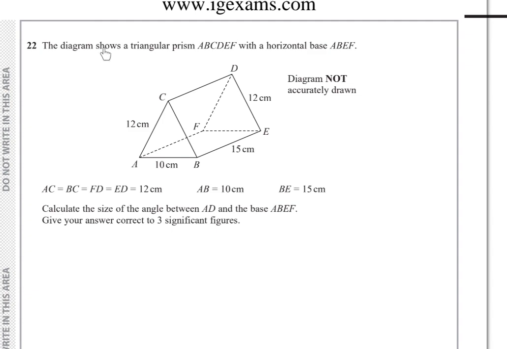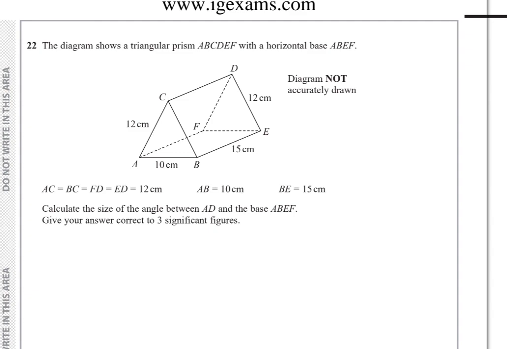22. The diagram shows a triangular prism ABCDEF with a horizontal base ABEF. AC equal BC equal FD equal ED equal 12. AB equal 10. BE is 15. Calculate the size of the angle between AD and the base ABEF. Give your answer correct to 3 significant figures.